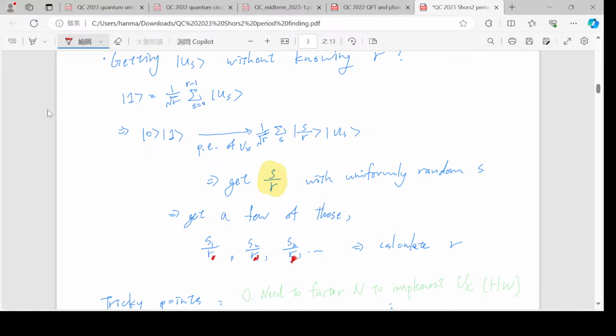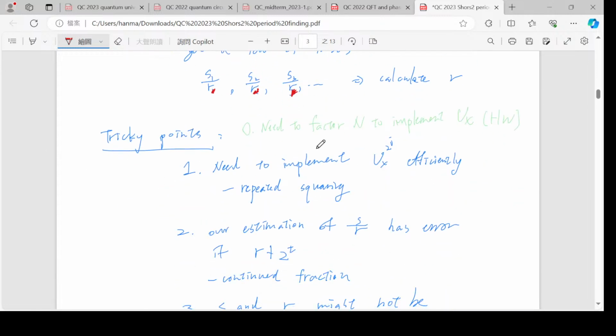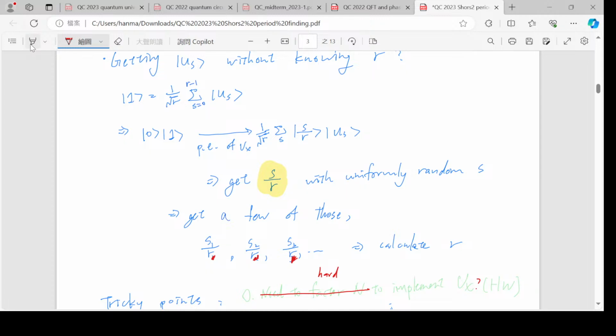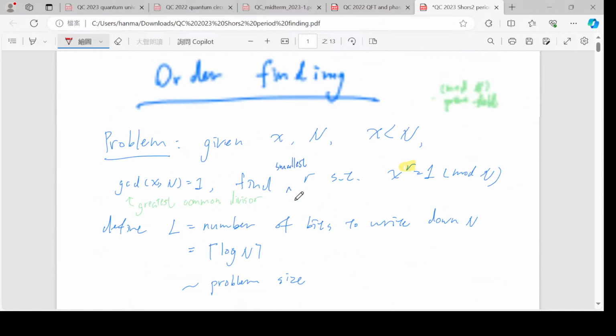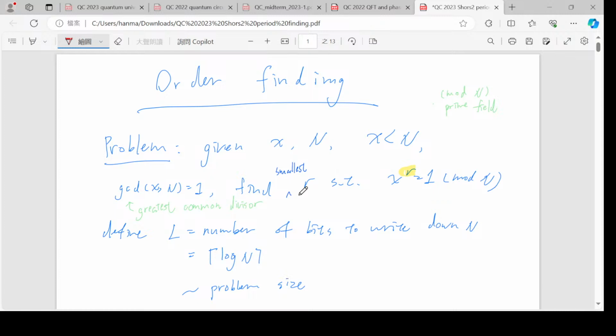Okay, and if there is no question, then I think I want to say a few things. So this I'm actually not too sure about. So let's say hard to implement. Yeah. So anyway, that's the idea. I guess before we go to the tricky point, let's see if people get the idea here first.